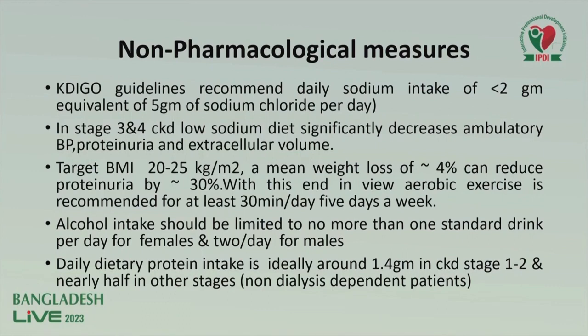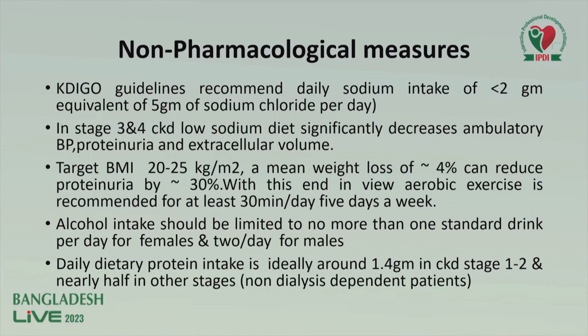The daily recommended dose of sodium should be less than 2 gram, which is equivalent to 5 gram of sodium chloride per day. And in stage 3 and 4 CKD, the low sodium diet decreases blood pressure, proteinuria, and extracellular volume. The BMI should be kept between 20 to 25, which is also beneficial for the patient in regards to proteinuria.